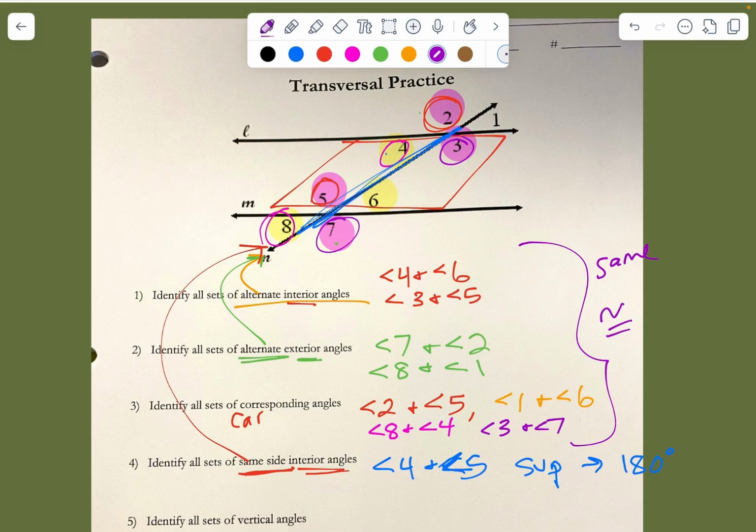We could also look on the other side of the transversal. So if I have angle 3, who's on the same side and inside the red box, angle 6. And if you'll notice again, these are different colors, which means they are different measurements. You can see number 6 is acute, number 3 is obtuse. Those again are going to be supplementary, which add up to 180.